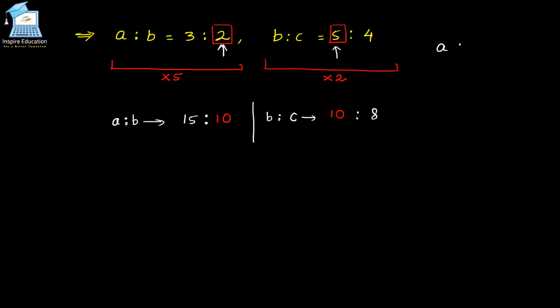Now you guys can write A is to B is to C. What is A? A is 15. B, the mediator, is the same, so no issue, 10. Then C is 8. So the final combined ratio is 15 is to 10 is to 8, right? 15 is to 10 is to 8.